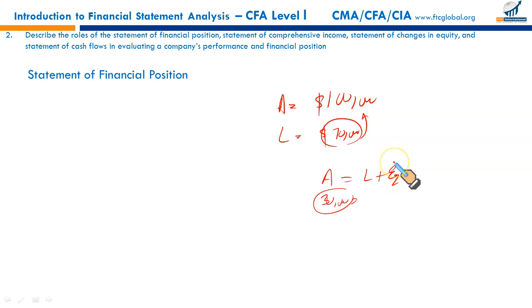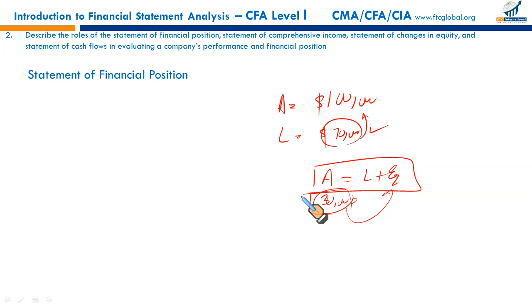Equity is the residual interest, meaning what remains after settling all the liabilities. When all the external third-party liabilities are settled, what remains in the firm belongs to the shareholders. This is called residual interest. And this equation, I'm sure you would have studied in your elementary accounting. It's called the accounting equation: assets is equal to liabilities plus equity.